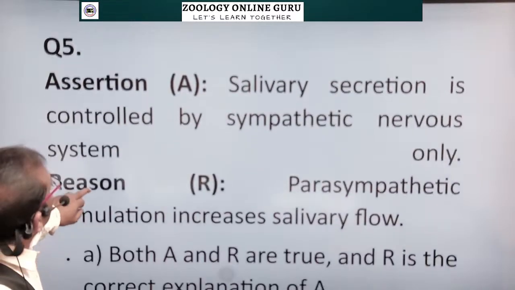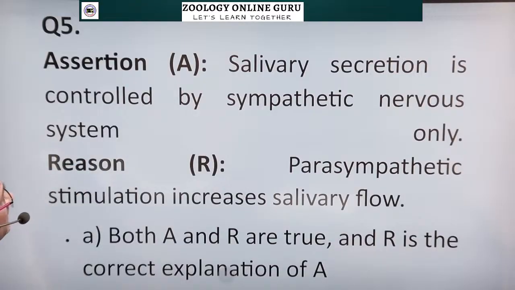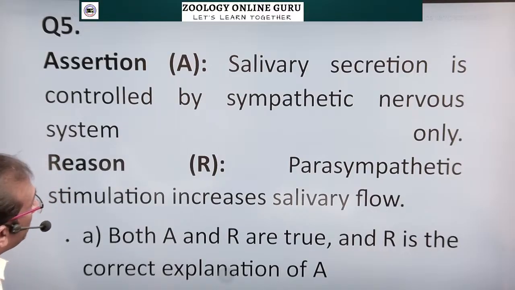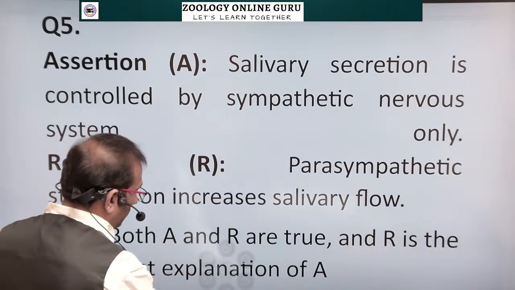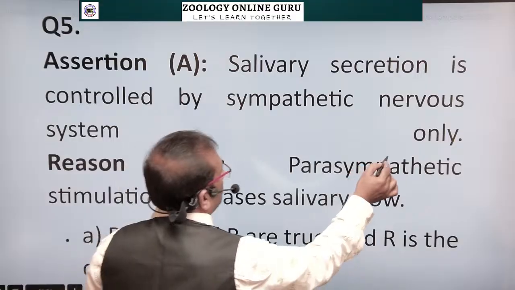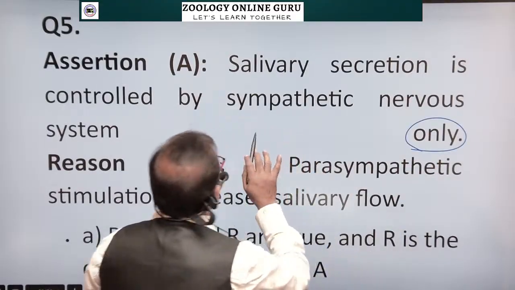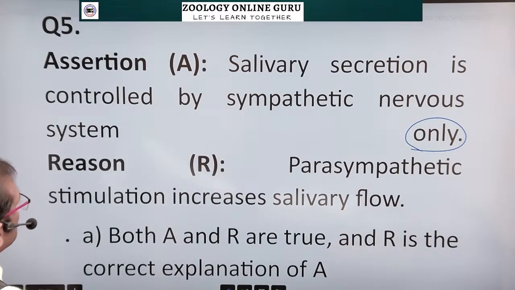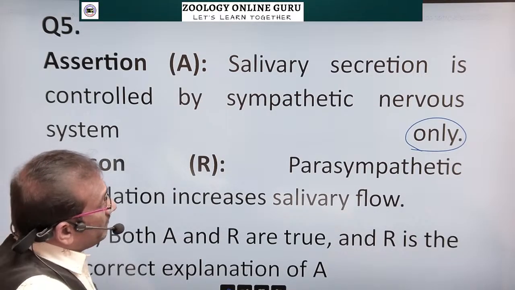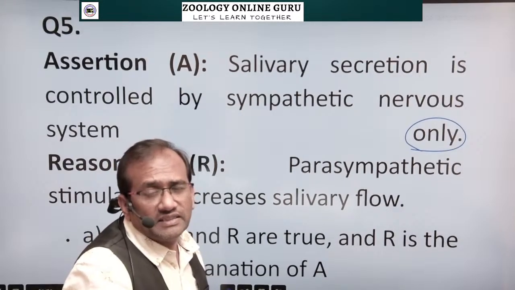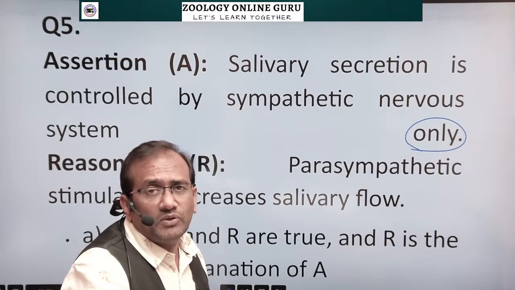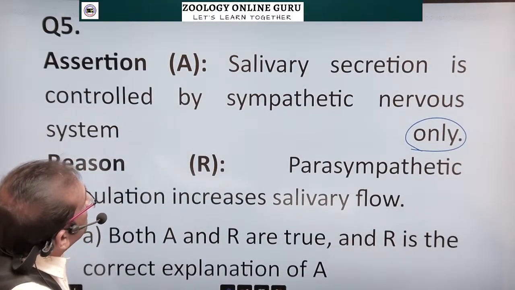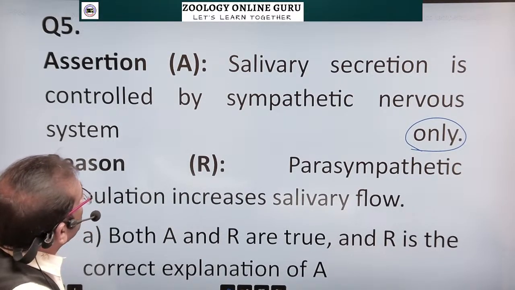Question number 5. Salivary secretion is controlled by the sympathetic nervous system only. Whenever we see "only", we have to wait for 2 seconds. Is it controlled by the sympathetic nervous system only? No. Adrenal gland secretions and some neurotransmitters also stop the salivary secretion, so they also have control. So this is maybe wrong.